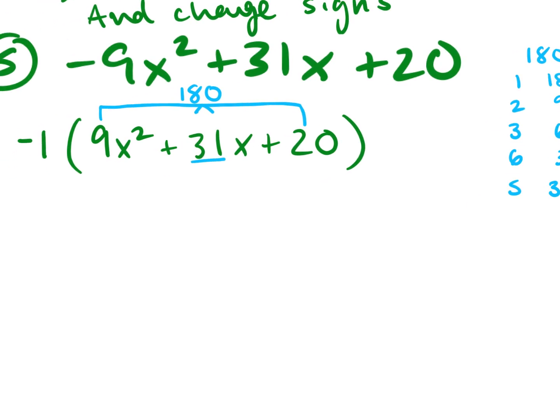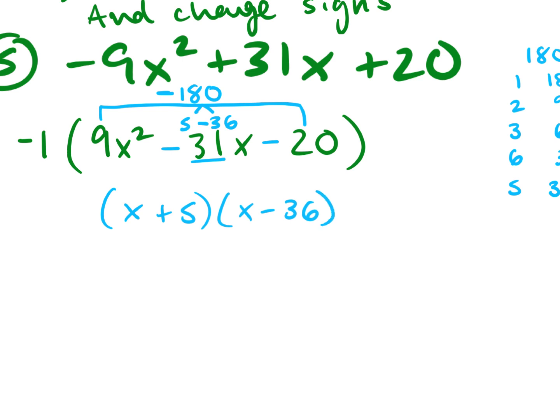But I forgot to change the signs. I wrote it down, but I forgot to change. So these would both be negative. So it multiplies to negative 180, but adds up to negative 31. Of our options on the right side, do we think any work? 5 and 36, which one's negative? 36. Since our number in the middle is negative, the bigger number is negative. So we have x plus 5 and x minus 36.